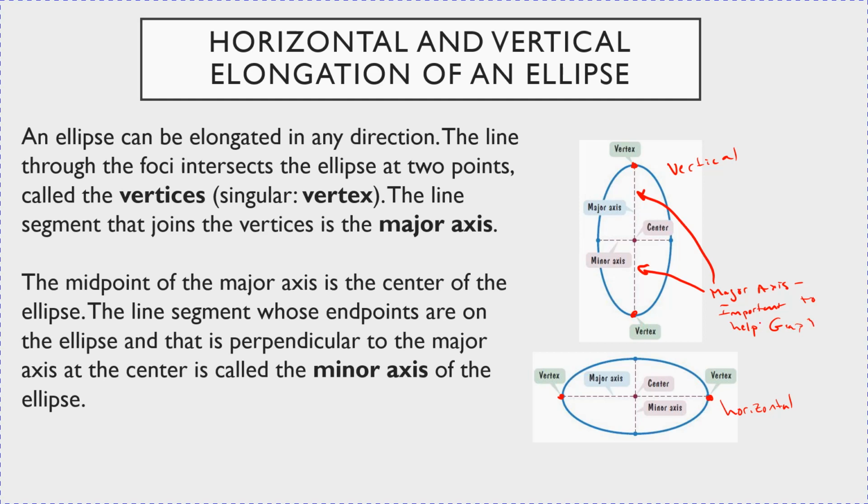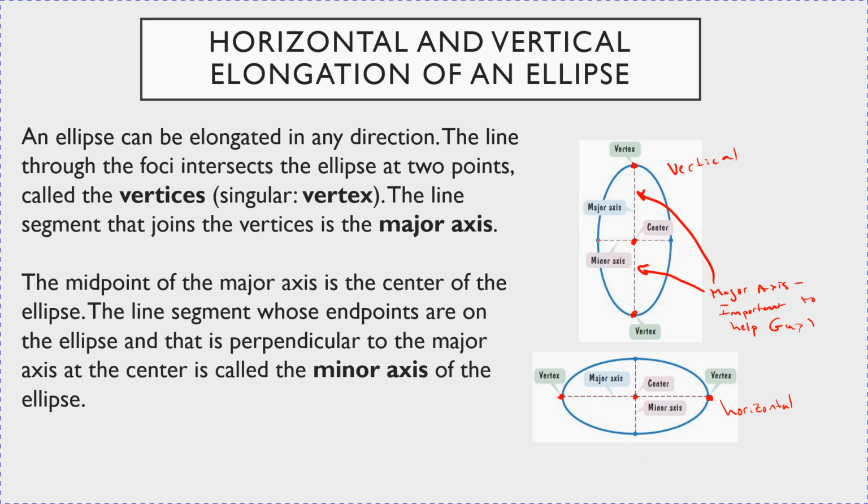Similarly, we have this thing called the minor axis. So we've talked about this: the midpoint of the major axis is the center, and you can see that in both cases here. Now the line segment whose endpoints are on the ellipse and that is perpendicular to the major axis at the center is called the minor axis.